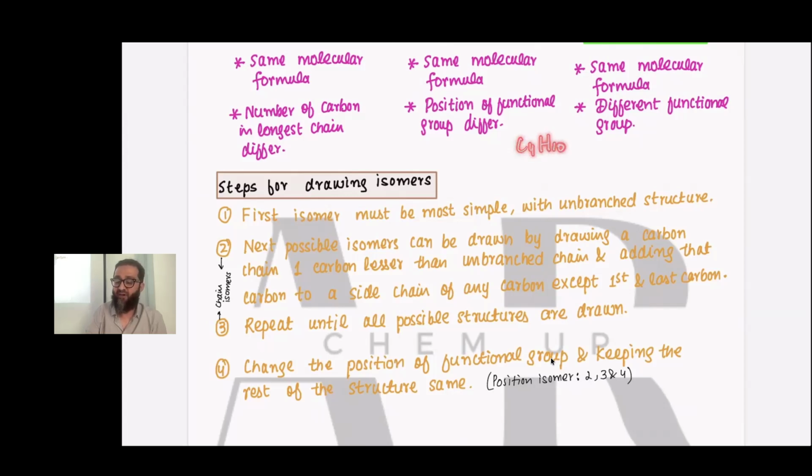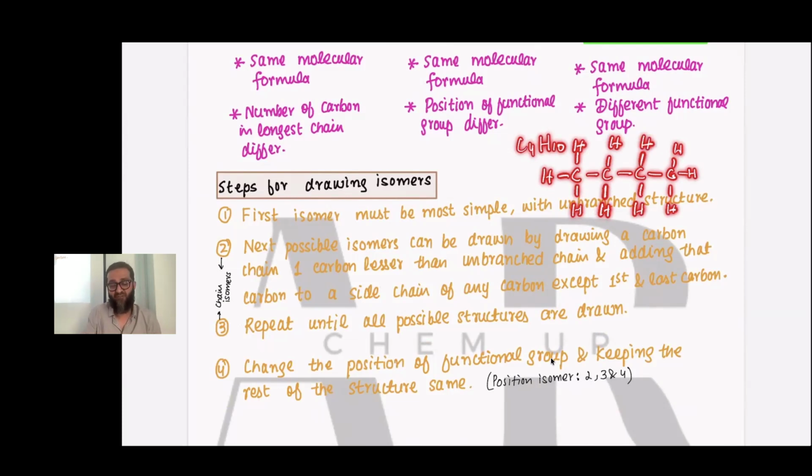So the first isomer, how would I draw? I would draw like this: 1, 2, 3, 4. I keep all the carbons very simple. Carbon number 1 gets 3 hydrogens because it has 1 bond to carbon. Carbon number 4 gets 3 hydrogens because it has 1 bond. The carbons in the middle each get 2 hydrogens because each has 2 bonds. So it is C4H10, which is the simplest isomer of C4H10.